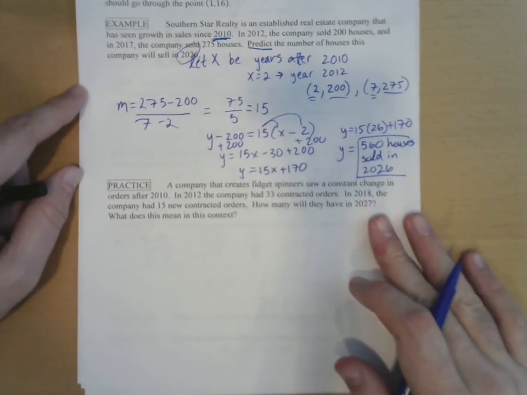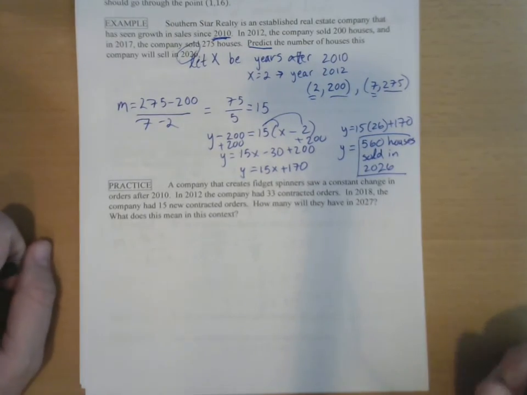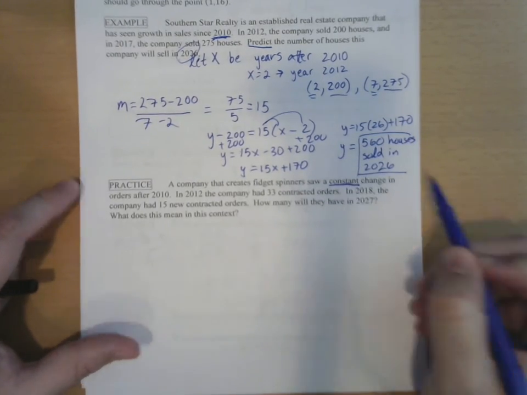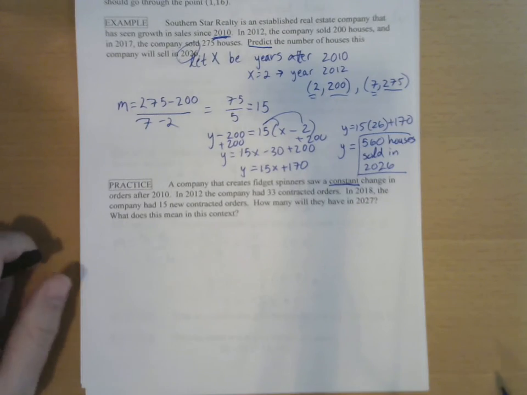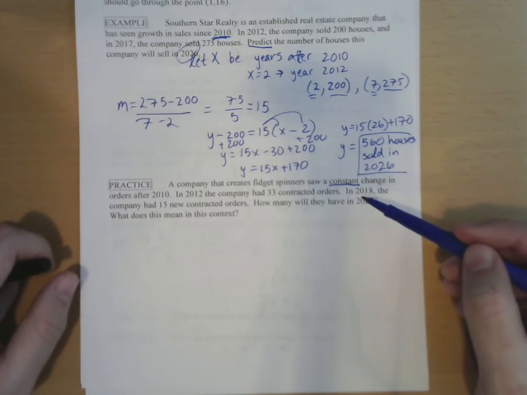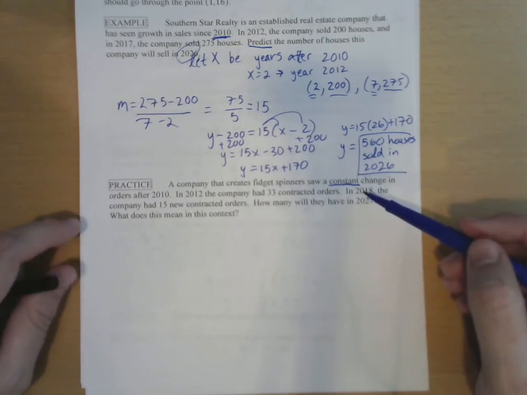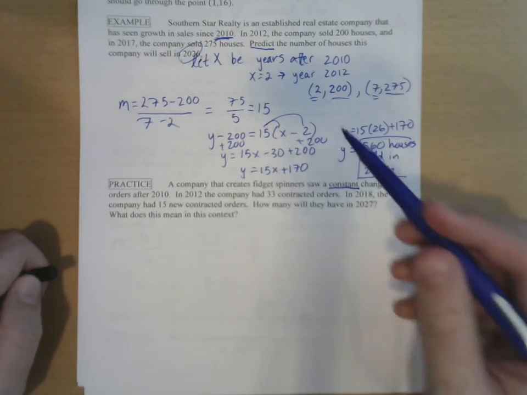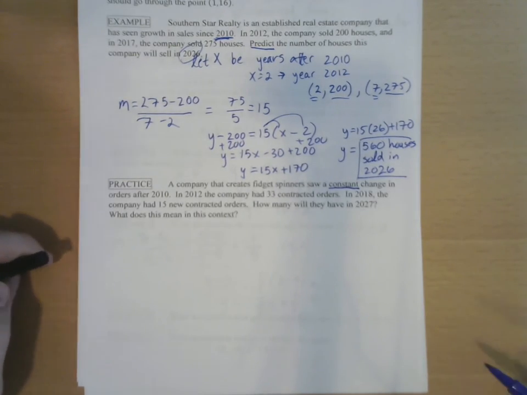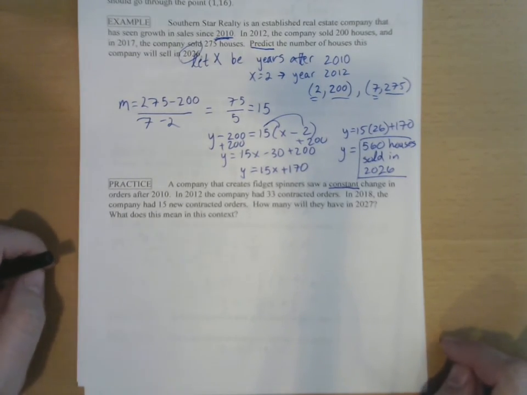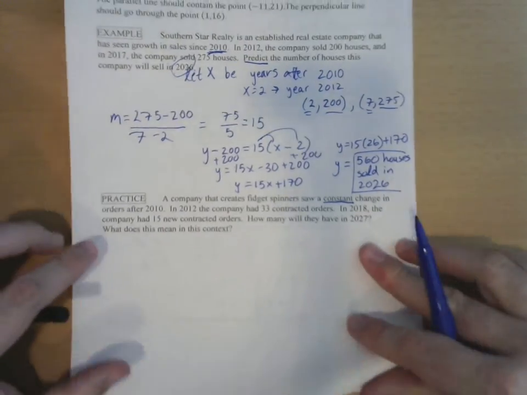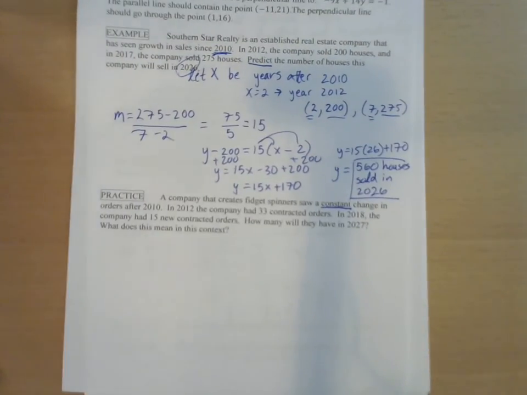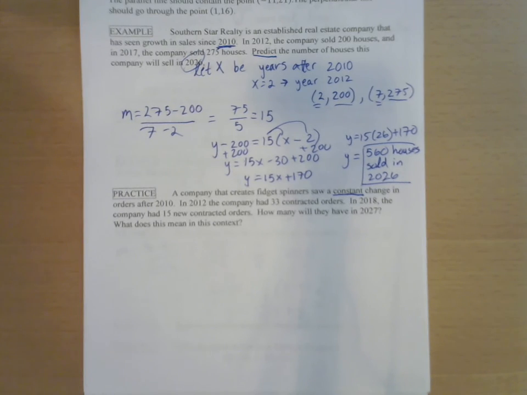So there's another problem here for you to try out on your own. Notice the word constant. This is another way to figure out that you're doing linear equations. Just like up here we had predict. Also, again, we're in the linear chapter, so it makes sense that it would be linear. But I believe that's the end. So next video will be our last section of chapter 3.